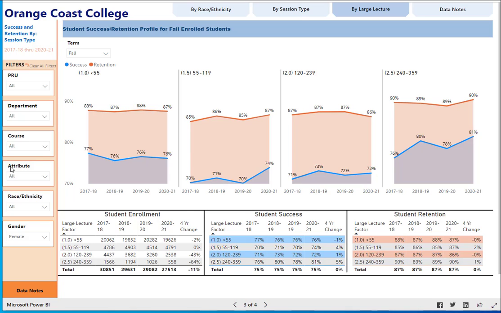If you want to dig deeper, you can look at specific courses to see where there are differences.